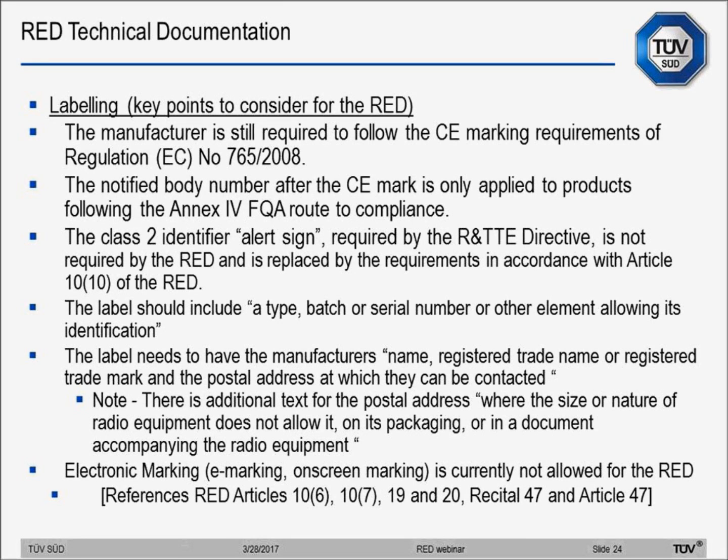The Class 2 identifier alert sign, that's the exclamation mark after the CE mark required by the R&TTE directive, is not required by the RED and is replaced by the requirements in accordance with Article 10.10 of the RED. The label should include a type, batch or serial number or other element allowing its identification. That's the wording from the directive.